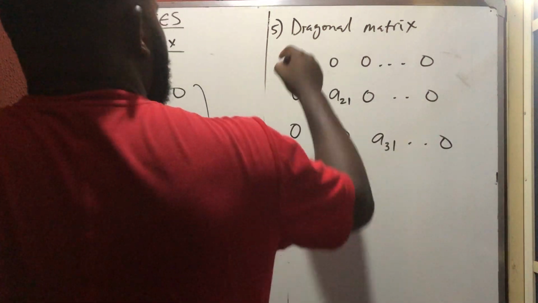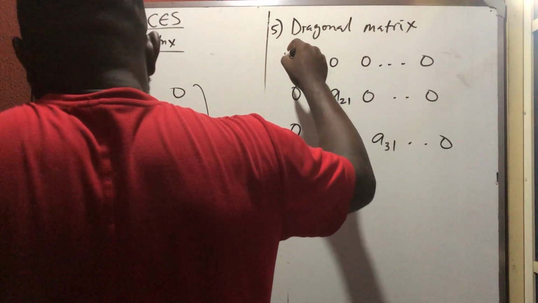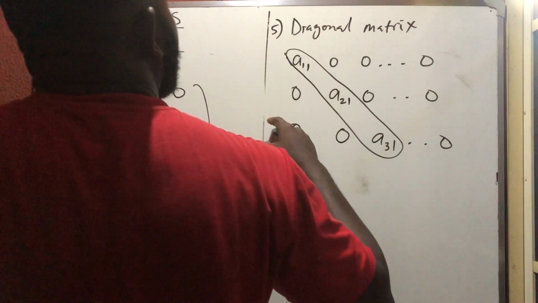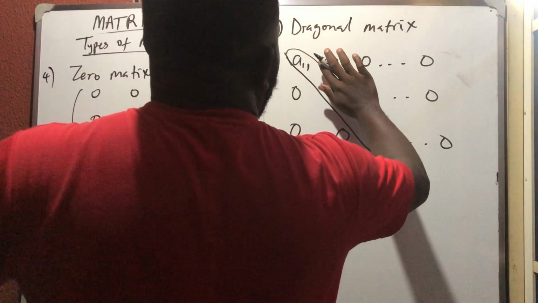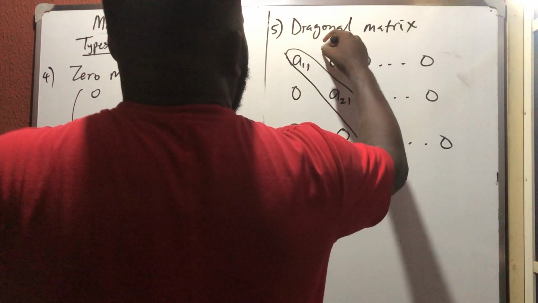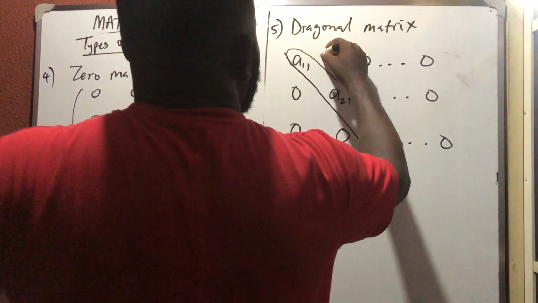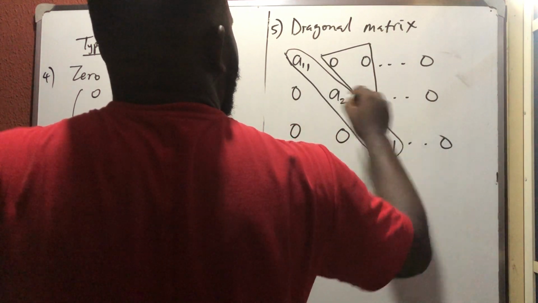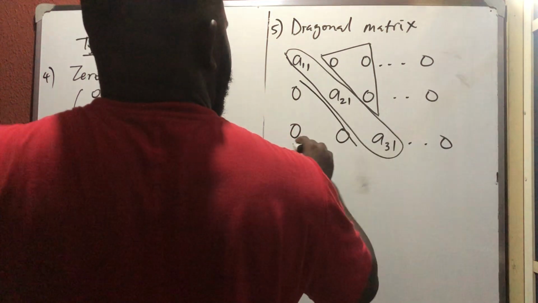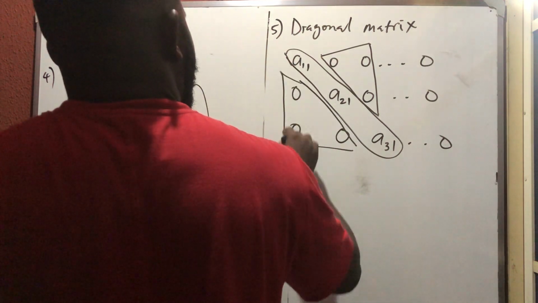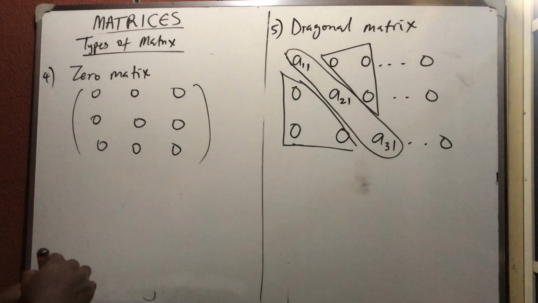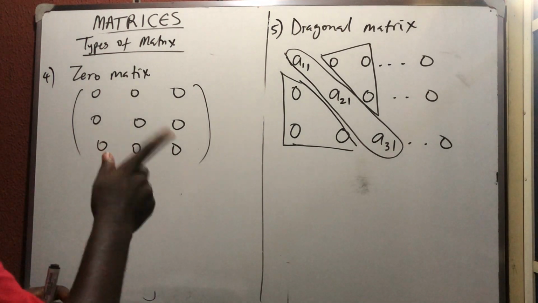So if you look at this now, you see that the diagonals are numbers, but the upper triangle and the lower triangle must be 0. If you draw it very well, this is a triangle. That is how you know a diagonal matrix. First of all, it must be a square matrix.